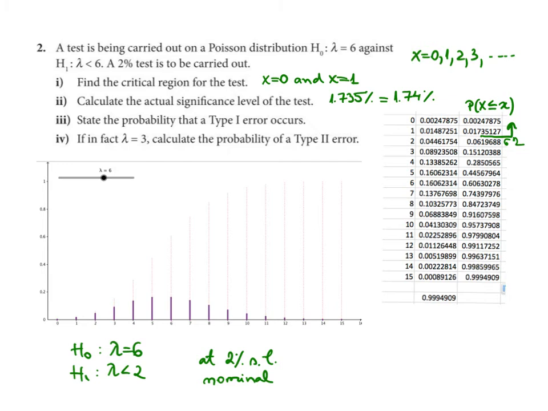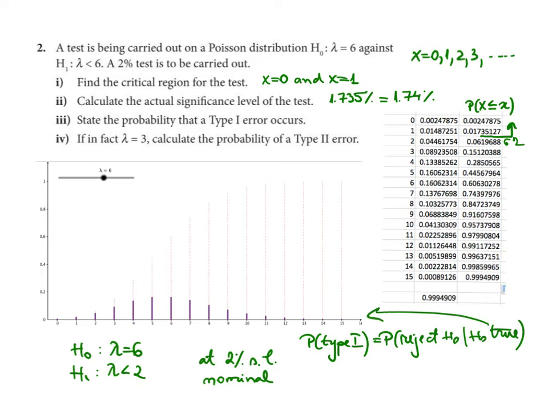State the probability that a type 1 error occurs. The probability of a type 1 error, if you remember the definition, is the probability of rejecting H0 given that H0 is true. So I'm under H0 being true, I'm under this distribution, and I reject it for 0 and 1. So the probability of a type 1 error is actually the same as the actual significance level of the test, which is 1.74%.